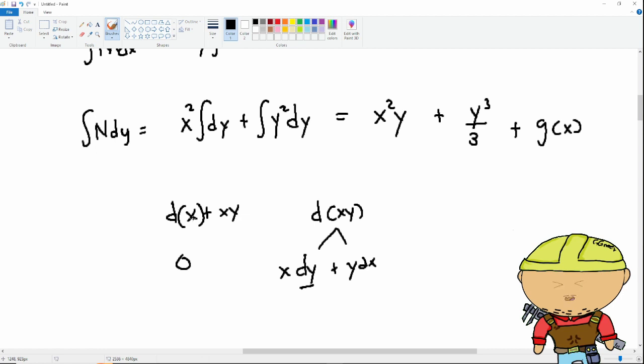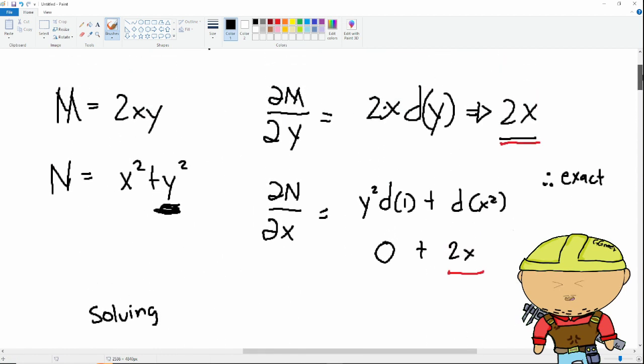For example, what we did before: we differentiated with x, or we differentiated with y. If we have an x without a y, it will be considered a constant and it will become 0. It will disappear. For example, this one.